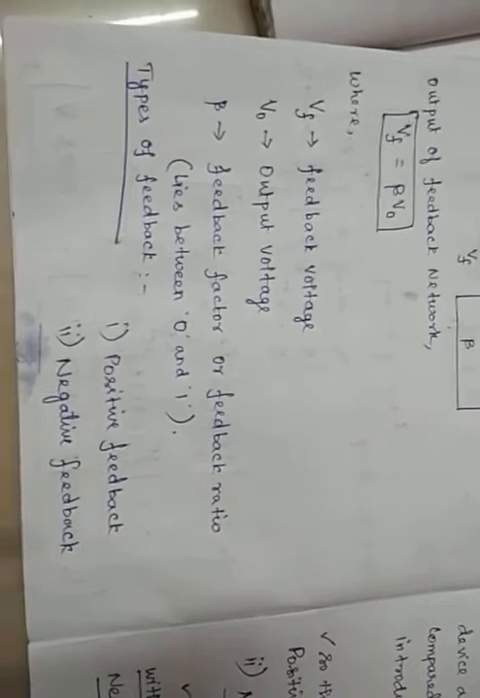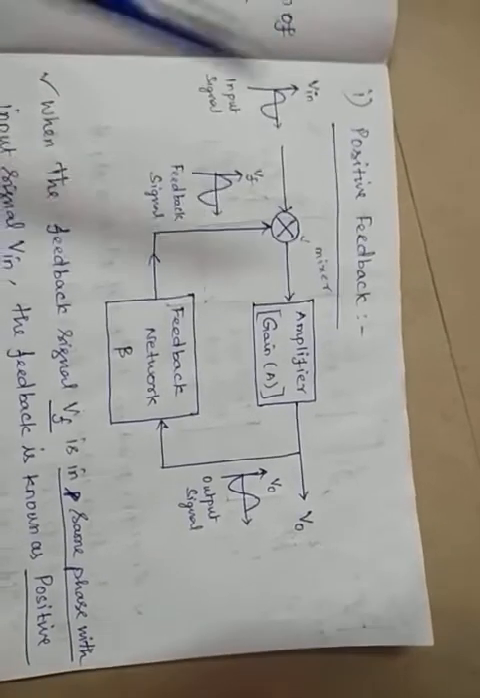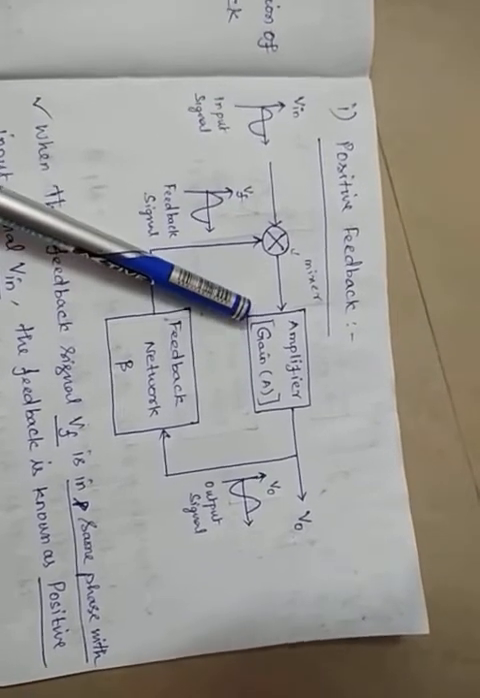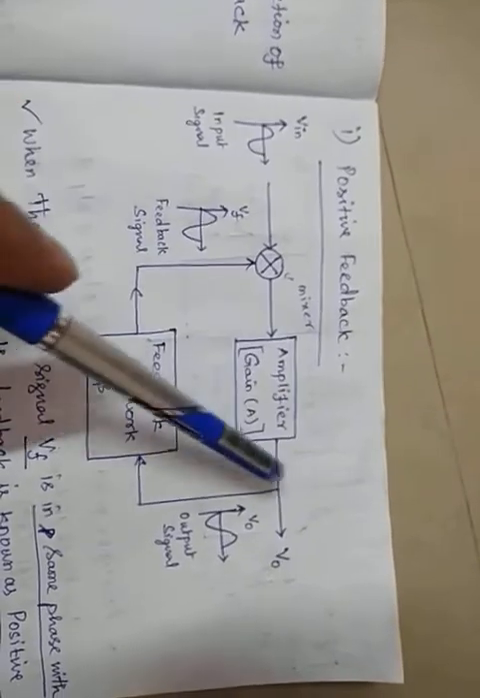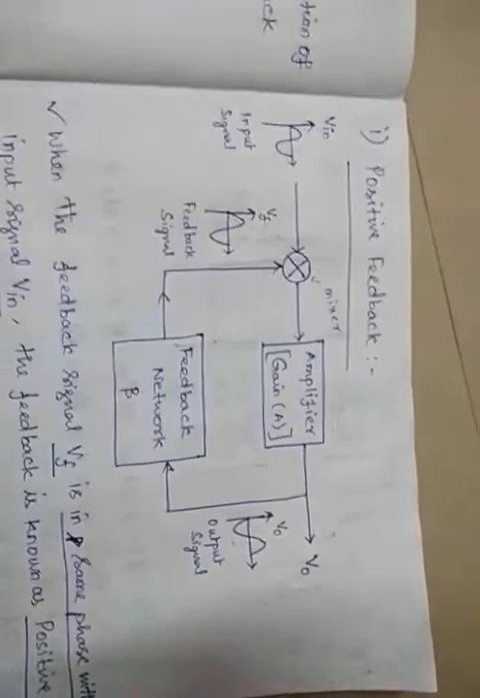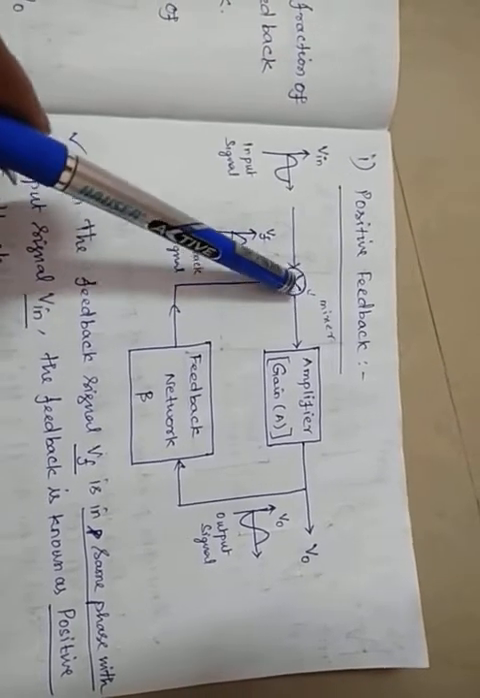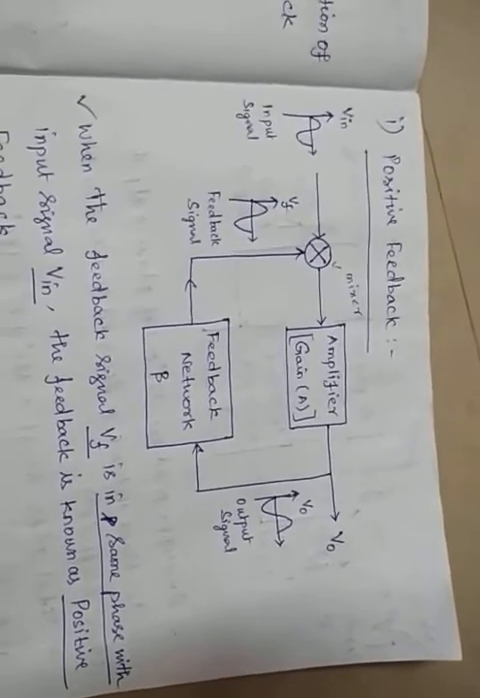And there are two types of feedback we have. One is positive feedback, another one is negative feedback. So we'll see what is meant by positive feedback. This is the same diagram, but the particular device we have taken is an amplifier, and part of the output is connected with the input. And this is a mixer. Mixer means it may be an adder or multiplier, whatever it may be. Based on our requirement, we can use an adder, subtractor or a multiplier.